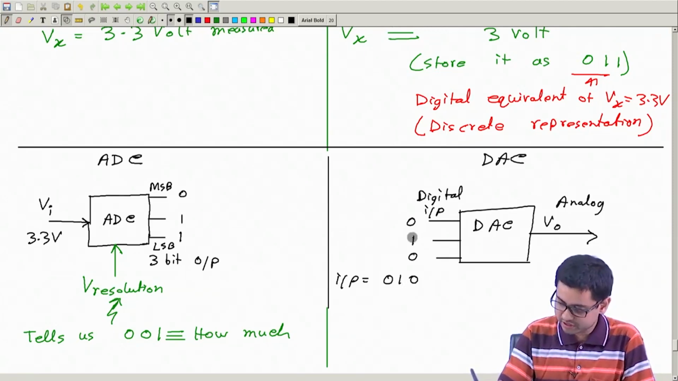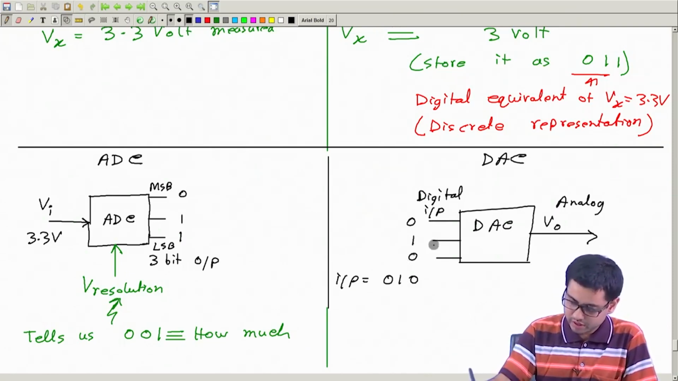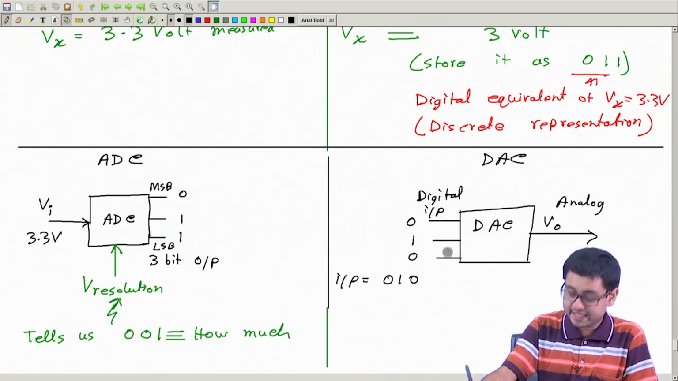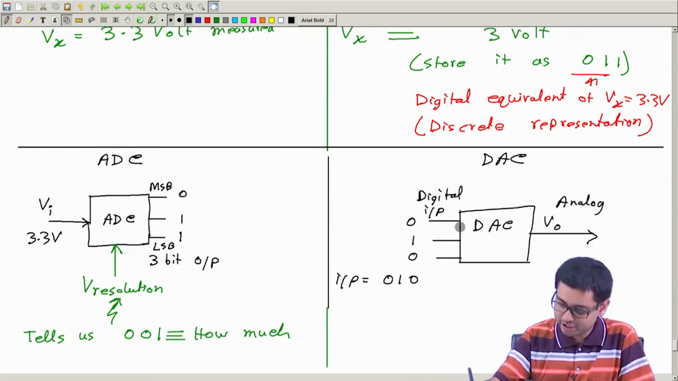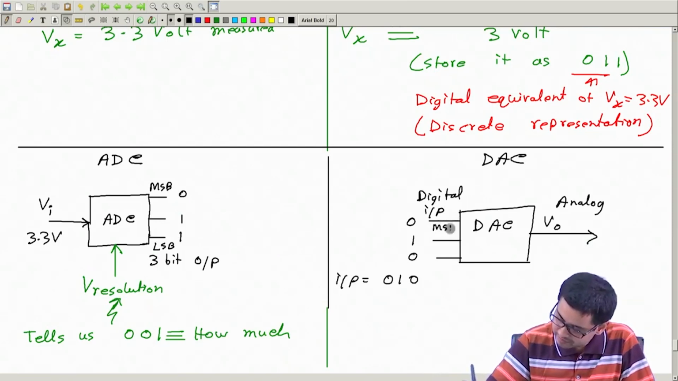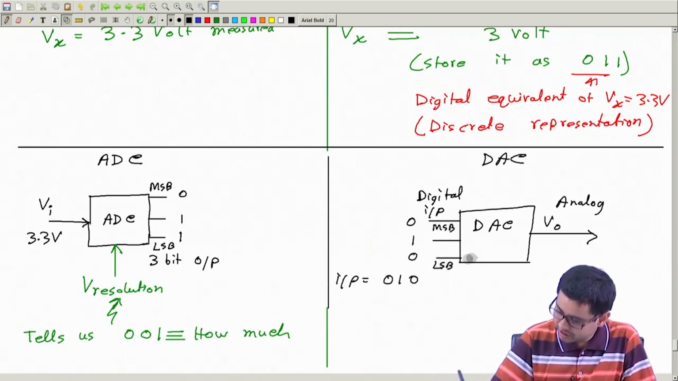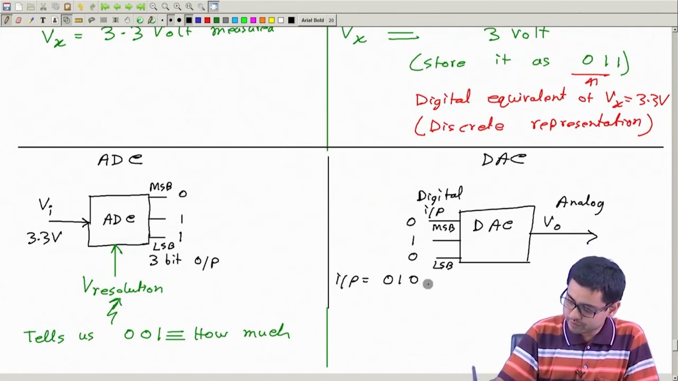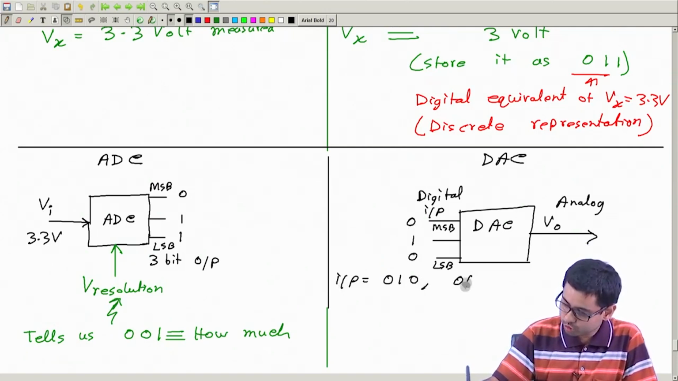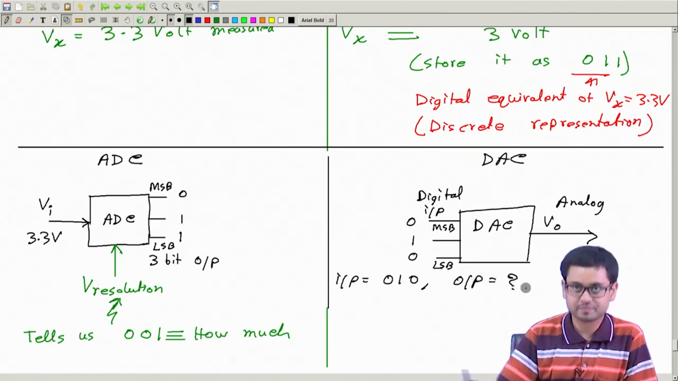Or say the input is, let's take, 0, 1, 0. I also have to say which is LSB and which is MSB here. Otherwise it's meaningless. So let me say this is MSB, this is LSB, although this is symmetric. So say this is the input. So I will ask, output is equal to how much?